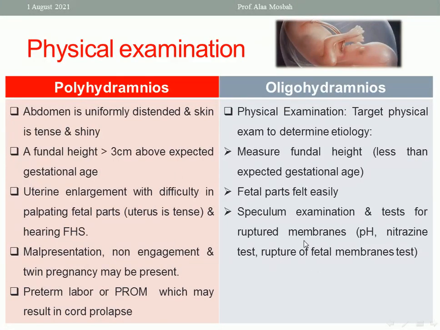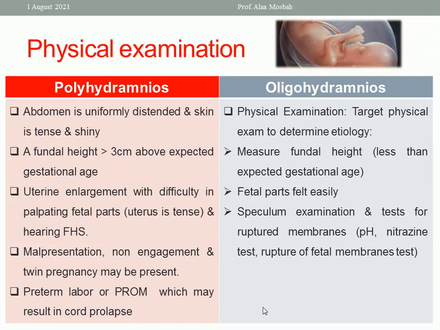Then physical examination. In polyhydramnios, the abdomen is distended and the skin is tense and shiny. When you measure symphysis fundal height, you will find it more than 3 centimeters above the expected gestational age in case of polyhydramnios. Uterine enlargement with difficulty in palpating fetal parts, because this large amount of amniotic fluid cannot permit the feeling of the fetal parts by the examiner because the abdomen is tense, and it is difficult to hear the fetal heart sound.